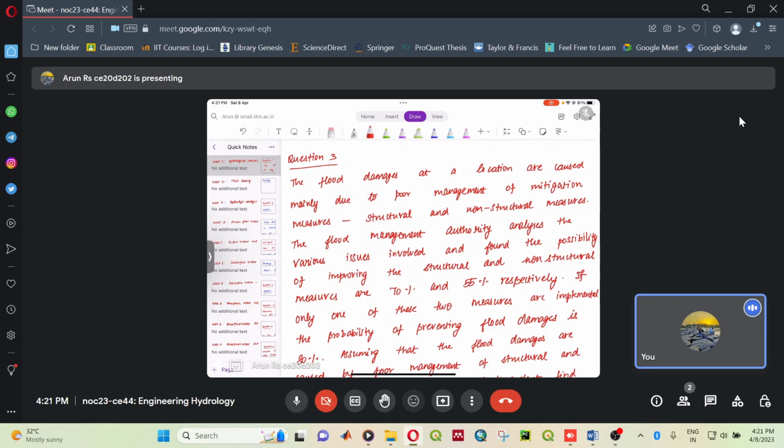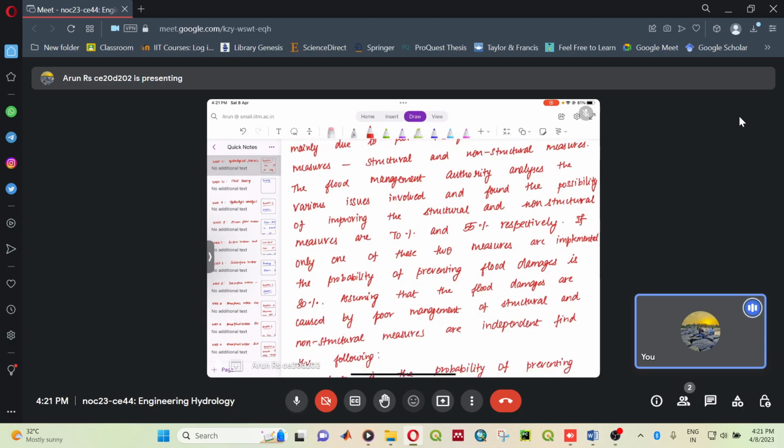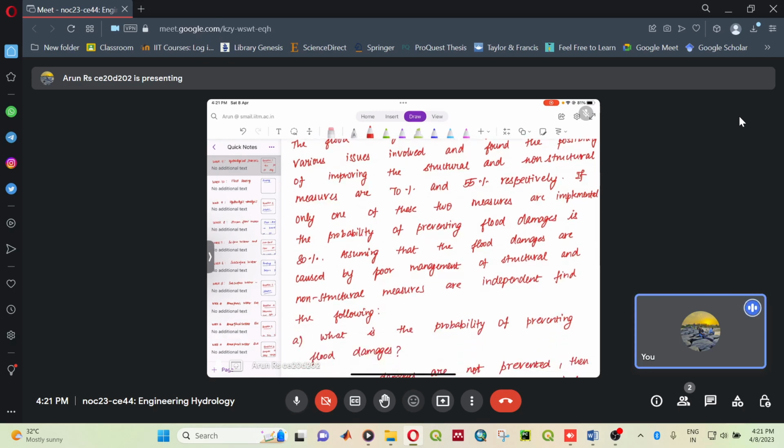Okay, let's move on to question number 3. So the question number 3 is, the flood damages at a location are caused mainly due to poor management of mitigation measures, which are either structural or non-structural measures. So the Flood Management Authority analyzes the various issues involved and found that the possibility of improving the structural and non-structural measures are 70% and 55% respectively. If only one of these two measures are implemented, the probability of preventing the flood damages is 80%.